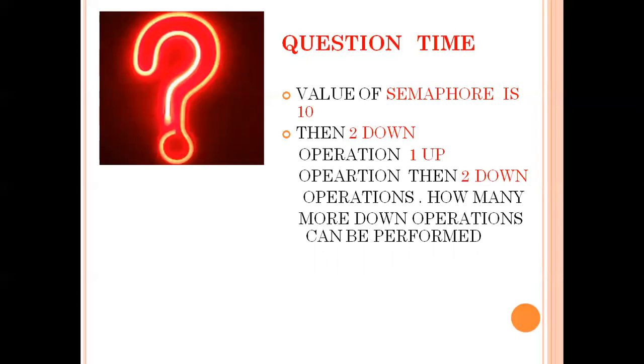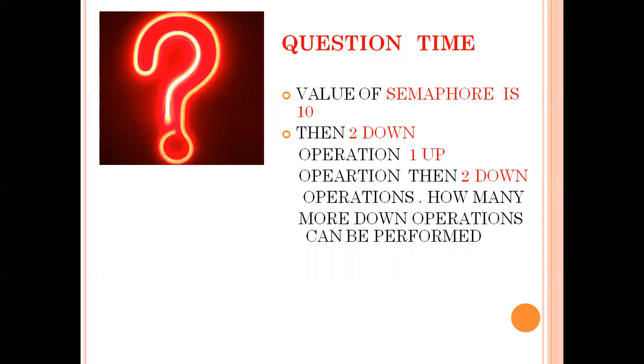As we know, two down operations means two processes come in, so that decreases the semaphore value by 1 each. One up operation means the process that was inside the critical block now exited it, and it increased the semaphore value by 1. So the answer here should be 7. Why? Because initially the value of semaphore was 10. After two down operations, the value becomes 10 minus 2, that is 8. Now one up operation is performed. That means of the two processes which had entered the critical block, one exited. So again, 8 plus 1, 9.